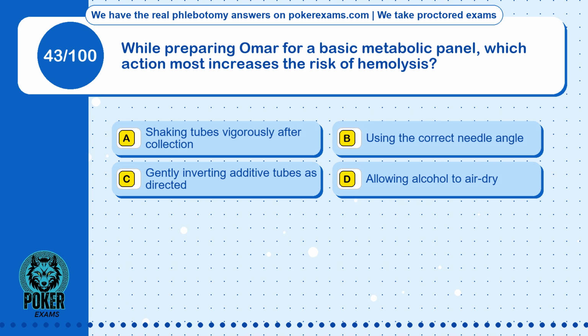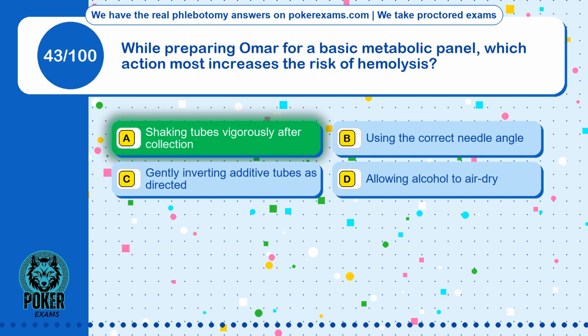Question 43. While preparing Omar for a basic metabolic panel, which action most increases the risk of hemolysis? Option A. Shaking tubes vigorously after collection. Option B. Using the correct needle angle. Option C. Gently inverting additive tubes as directed. Option D. Allowing alcohol to air dry.